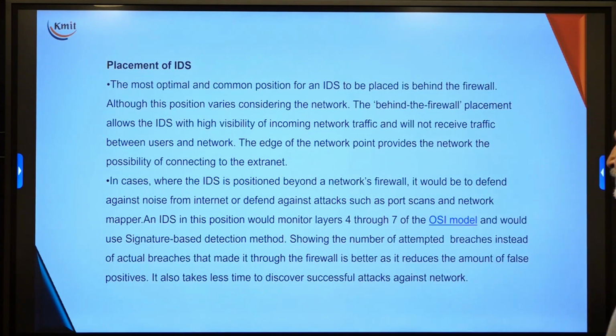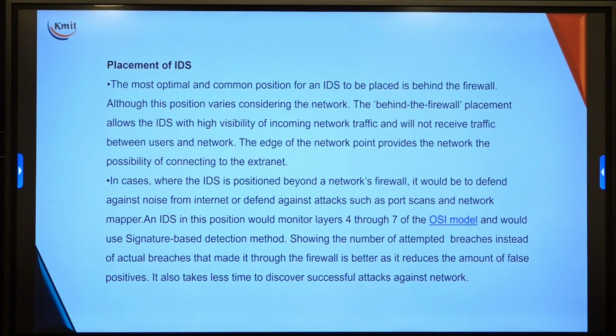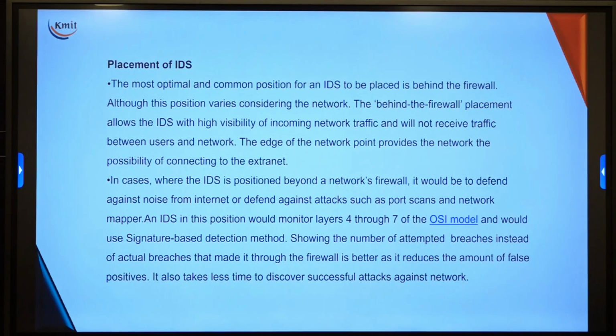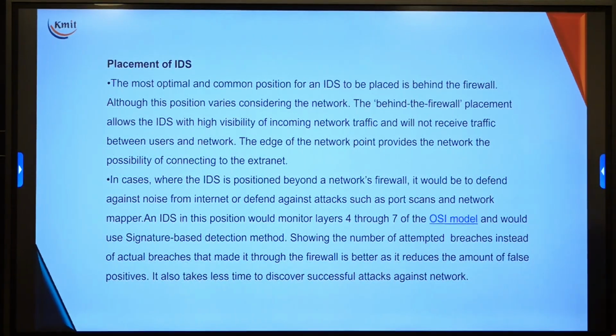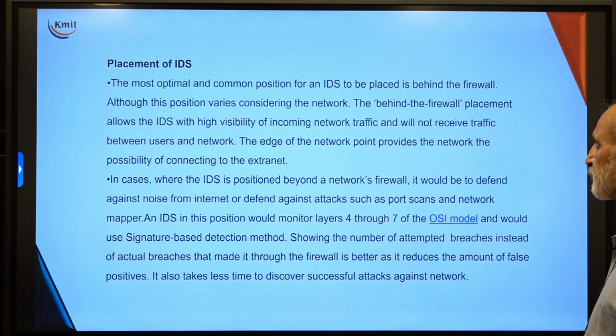Now we can place the IDS. The most optimal and common position for an IDS is behind the firewall, as I showed in the diagram. Although this varies considerably with the network, placement behind the firewall gives the IDS high visibility of incoming network traffic and it will not receive traffic between users in the network. The edge of the network is the point that provides this. We have the OSI 7-layer model and we know where to place it.